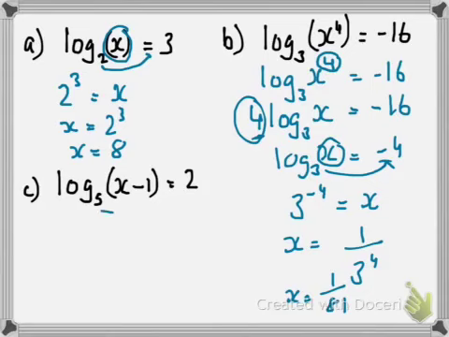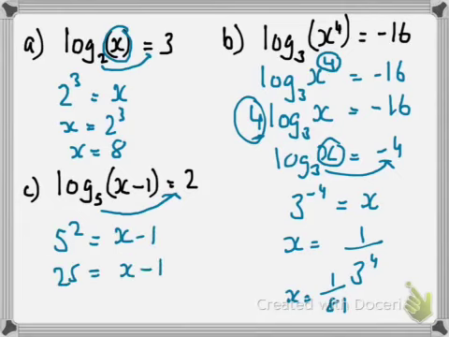Next one here. So straight away out of log form to index form. 5 to the power of 2 equals x minus 1. 25 equals x minus 1. Take the negative 1 across. X would equal 25 plus 1, which is 26.